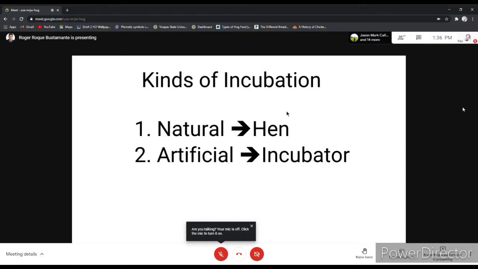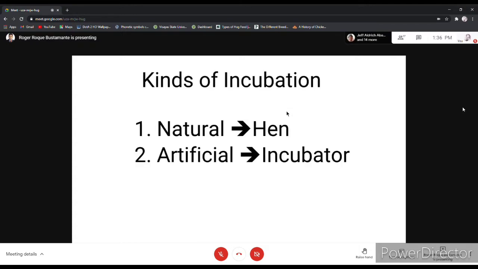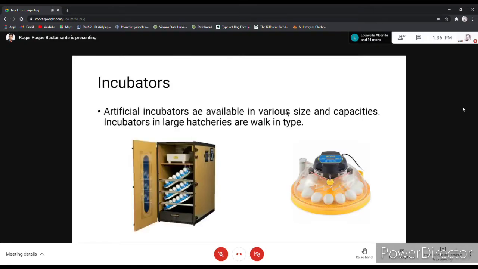Now, as I said earlier, we have two kinds of incubation: natural incubation and the use of an incubator, or artificial incubation. Artificial incubators are available in various sizes and capacities. Nowadays, we can make our own do-it-yourself incubator. We just need to know how to set it up and have tools that can measure the important parameters inside the incubator, then that's good.